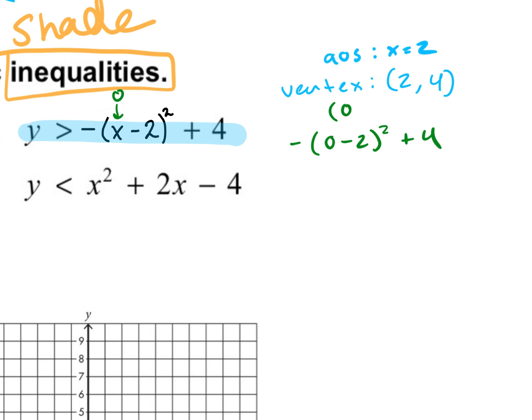With PEMDAS, what are we going to do first? The parentheses. 0 minus 2 is -2. What's the E in PEMDAS? Exponent. Make sure you do the exponent. You cannot distribute that negative and turn it into a positive 2. You've got to do the exponent first. -2 squared is 4, and that negative on the outside makes it a -4. And what's -4 plus 4? 0. So our point would be (0, 0).